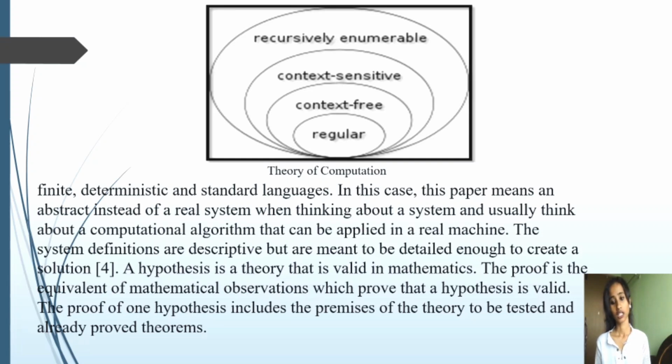In this case, this paper means an abstract instead of a real system. When thinking about a system, we usually think about a computational algorithm that can be applied in a real-time machine. The system definitions are descriptive but are meant to be detailed enough to create solutions. A hypothesis is a theory that involves valid mathematics. The proof is the equivalent of mathematical observations which prove that a hypothesis is valid. The proof of one of the hypotheses includes the premises of the theory to be tested, which have already proved theorems.